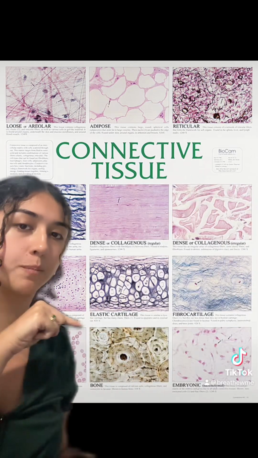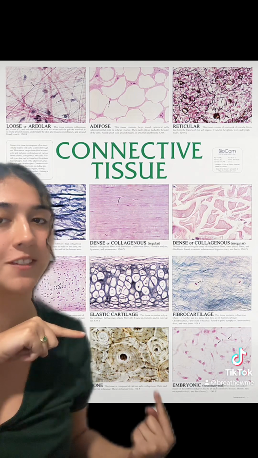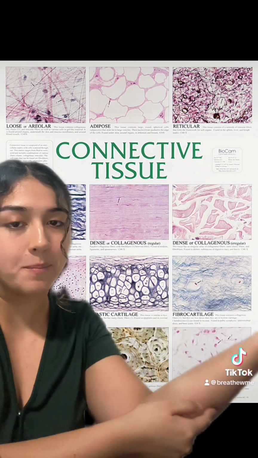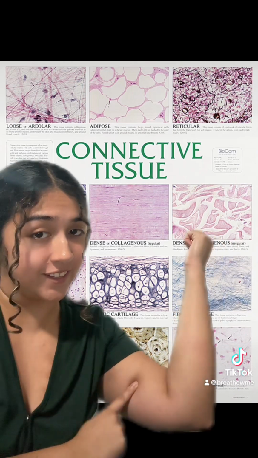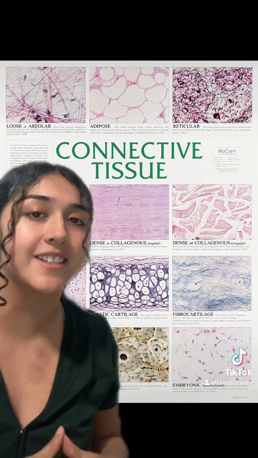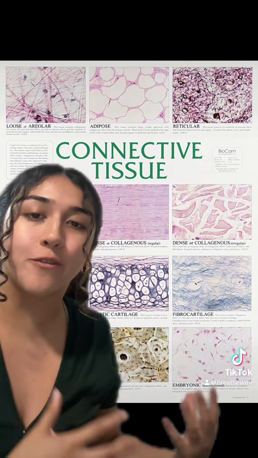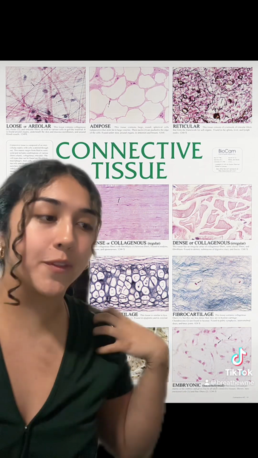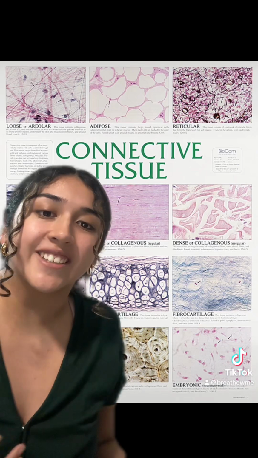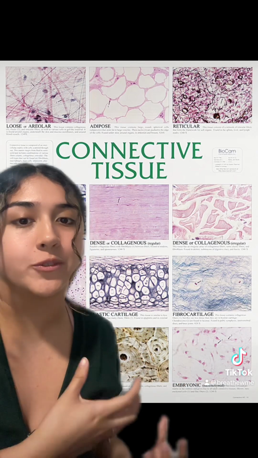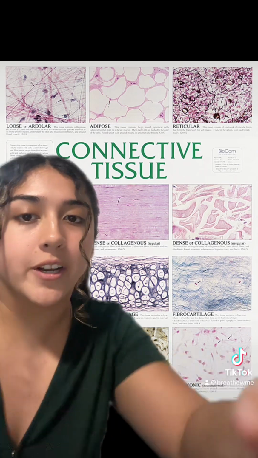Of course, here is bone itself. Now, at first I was like, why would bone be considered connective tissue? But if I think about it, bones are connecting this to this to this to this. Therefore, it does act and serve as connective tissue, besides adding the effect that it is our body's structure. And then finally, we have embryonic connective tissue, which is, of course, found in embryos.